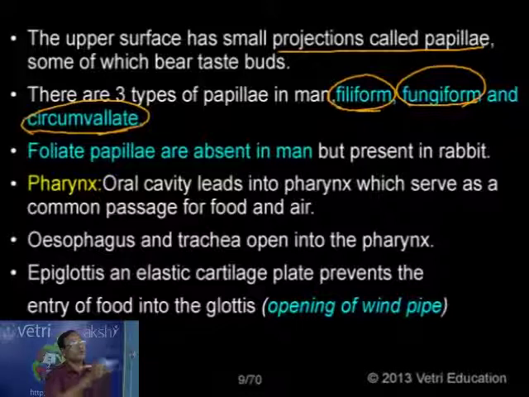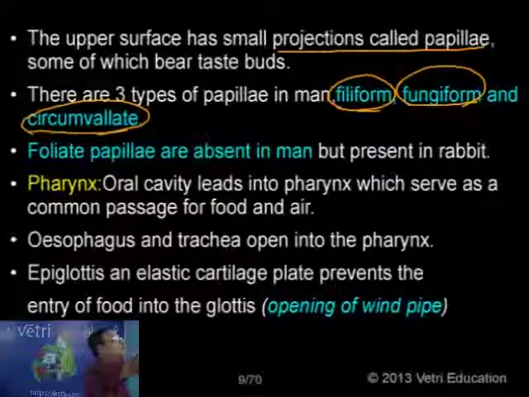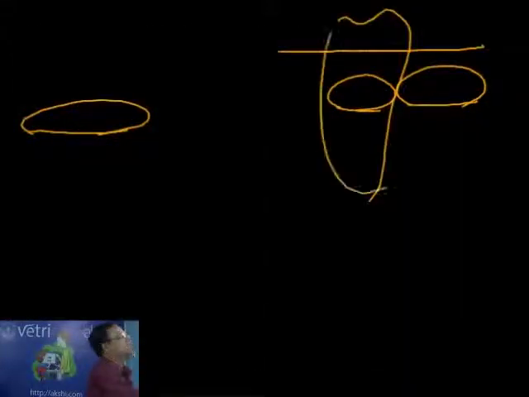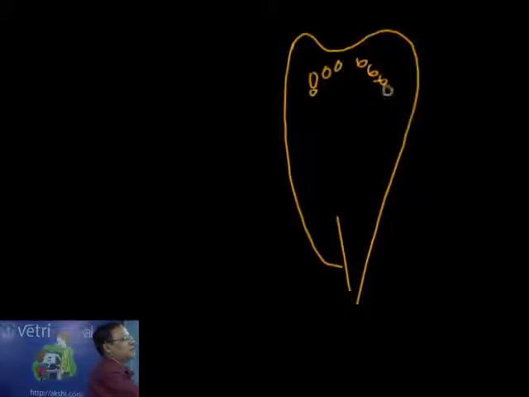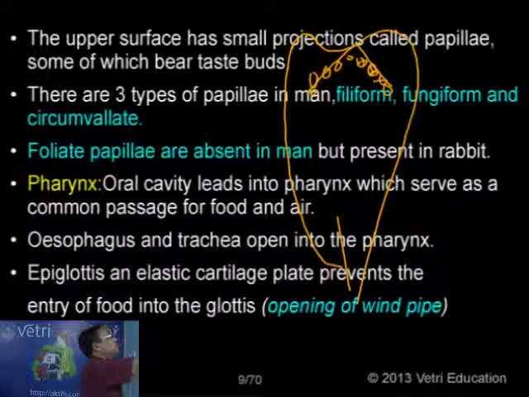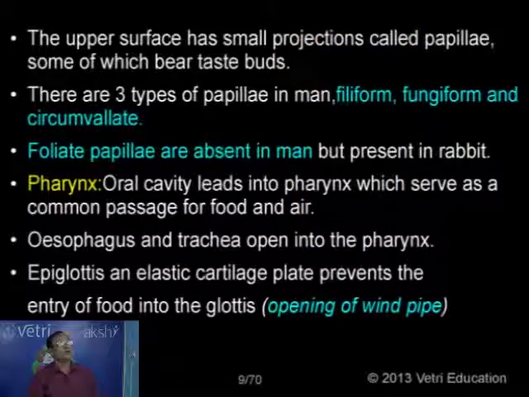It is arranged in the form of an inverted letter B towards the basal plane. Suppose we are taking that tongue. So this is the circumvallate papilla. Larger, few in number, arranged in the form of an inverted letter B, like that. That is the nature of the circumvallate papilla, the largest, fewer in number, present towards the posterior end of the tongue.